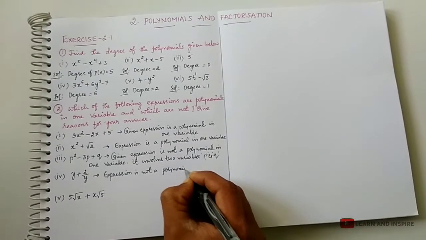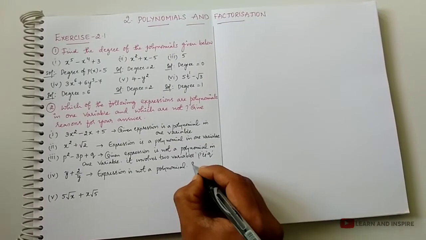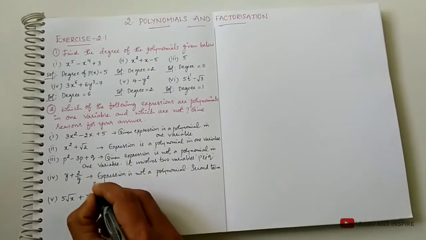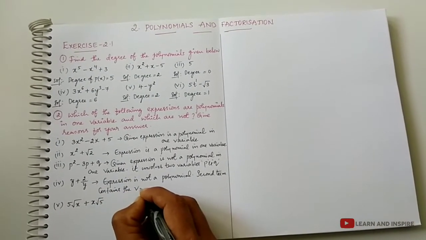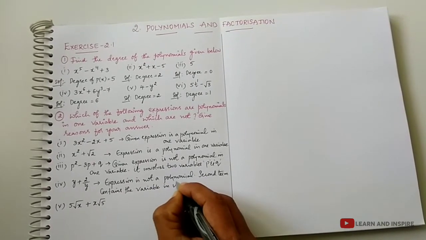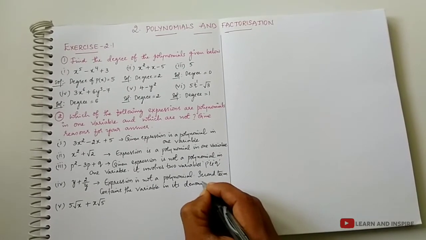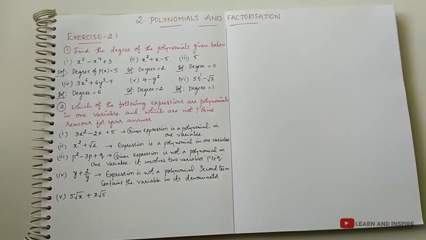So we have to write the reason why it is not a polynomial, because the second term contains the variable in its denominator. So this is the reason why it is not a polynomial. Understood why it is not a polynomial?